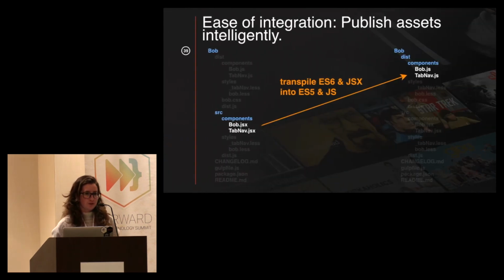So if you're going to publish your assets for multiple teams to multiple places, you should publish transpiled assets in addition to your source code. So let's say I'm writing my reusable UI component in JSX and ES6, but there's a team out there who's not using the same version of JavaScript and is maybe using Backbone. I'm going to transpile my code so that they can import it into their project, no matter what framework they're using.